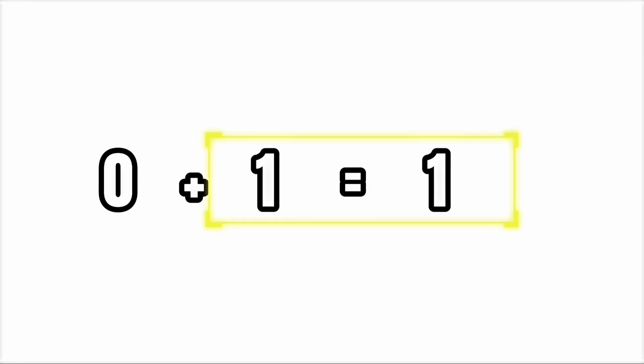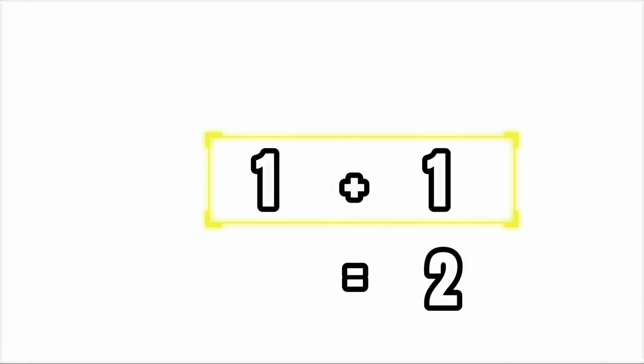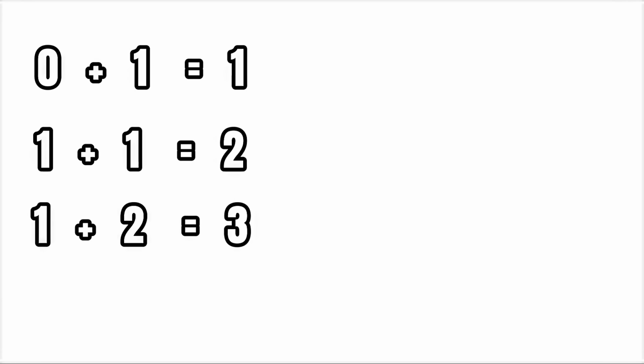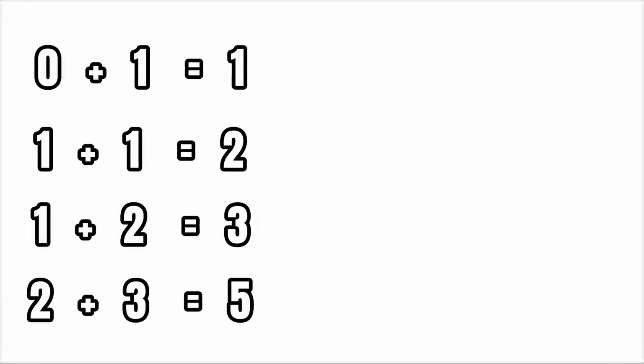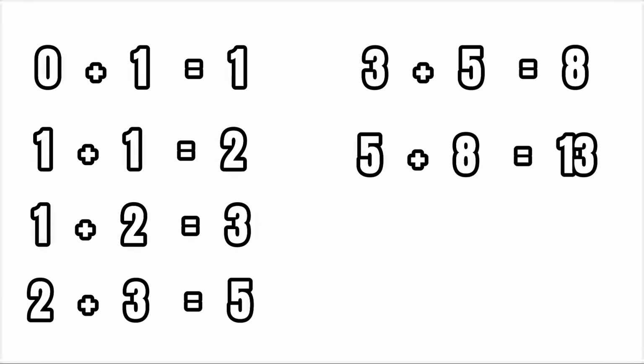You start with a 0 and 1, which equals 1. Then you take these two numbers and get the sum of them. It keeps on going until the third, the fourth, and will keep going forever.